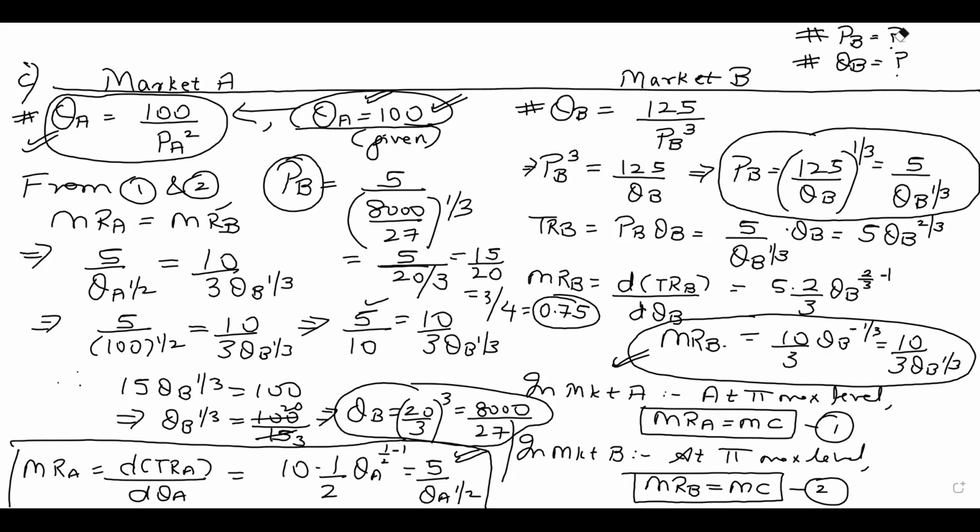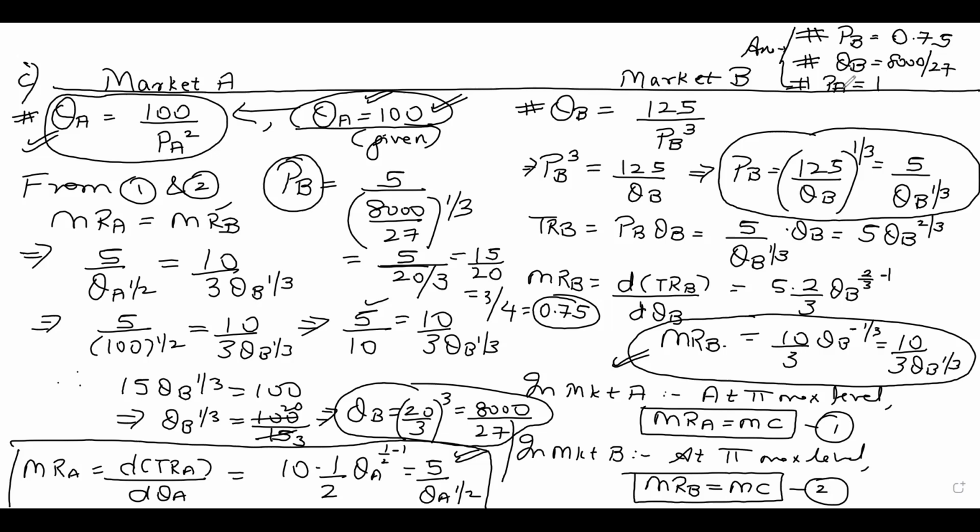So on the top, I can now write the answers. Price charged in market B is 0.75. Quantity in market B is how much? Quantity in market B is 8,000 upon 27. And price charged in market A has come out as 1. These are the answers to these questions.